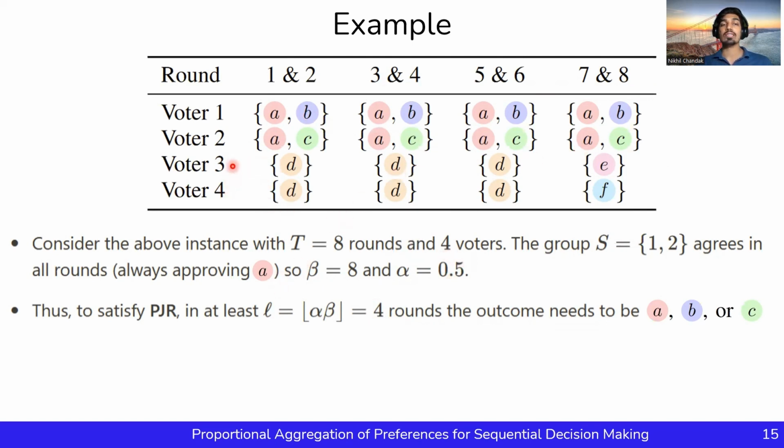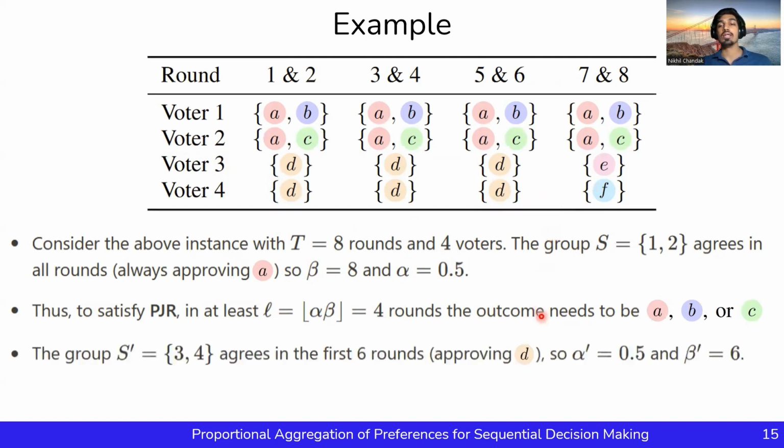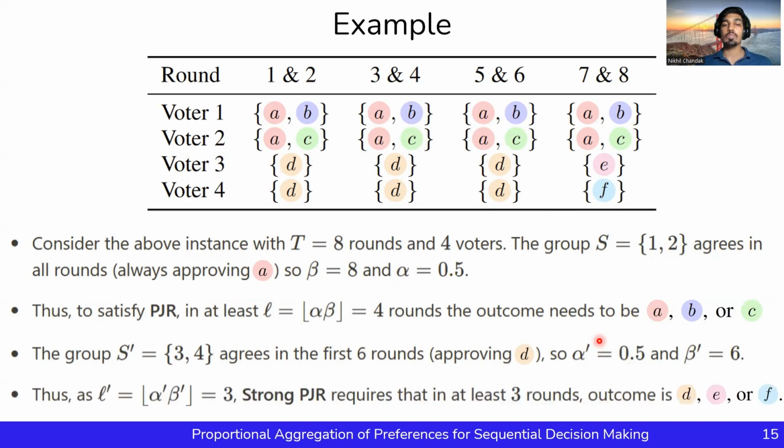Similarly, notice that voters 3 and 4 approve alternative D in the first 6 rounds. So they agree in the first 6 rounds. Thus, beta dash is 6, and they also form half of the population. So alpha dash is 0.5. Thus, strong PGR, which requires the voters to agree not in every round, but in some rounds, requires the decision to be at least D, E, or F in 3 rounds so that S dash is satisfied.